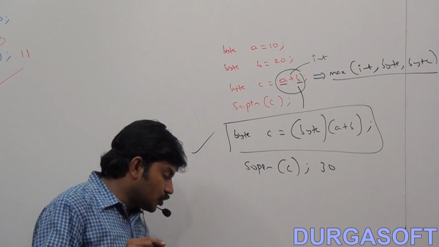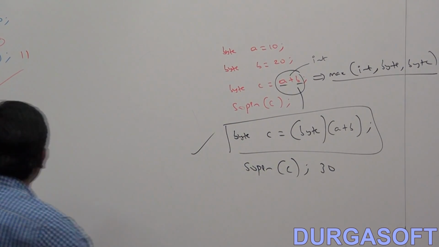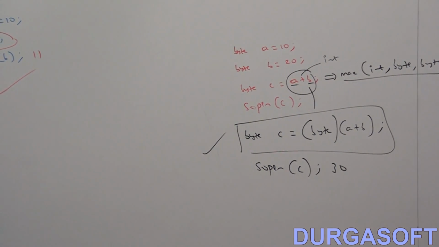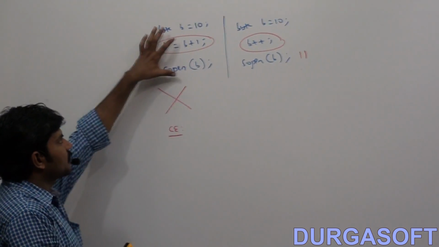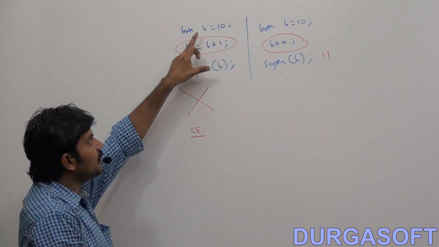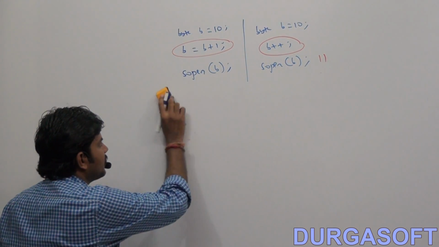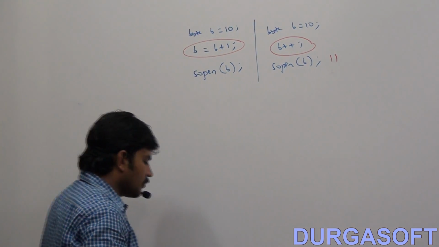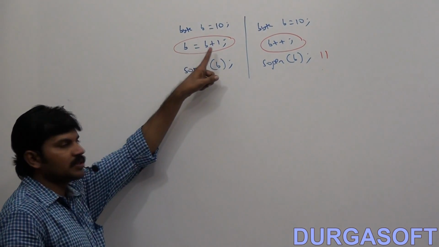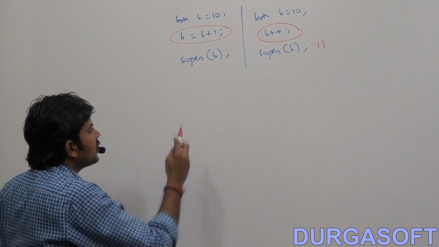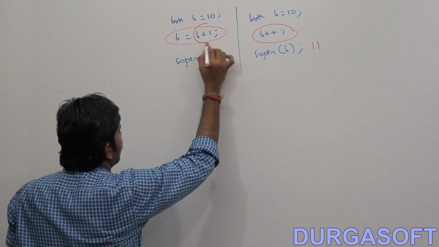Now example 2. Yes, see, now observe. Consider only this part. Byte B is equal to 10. B is equal to B plus 1. Do you know, is it an arithmetic operation or not?